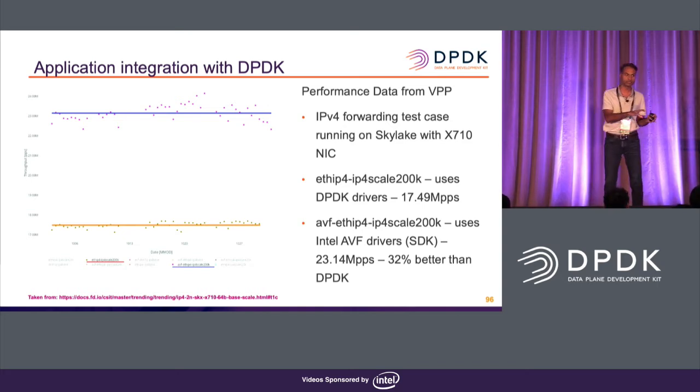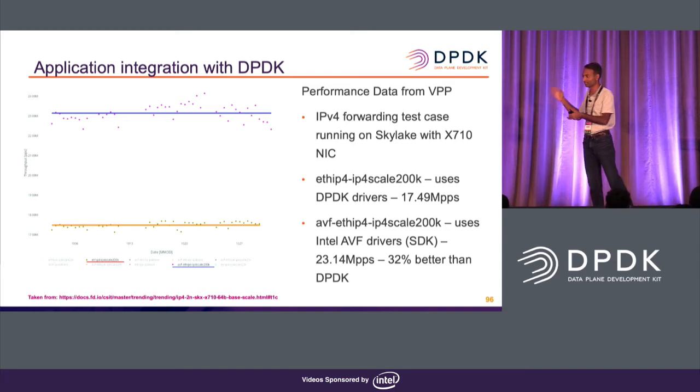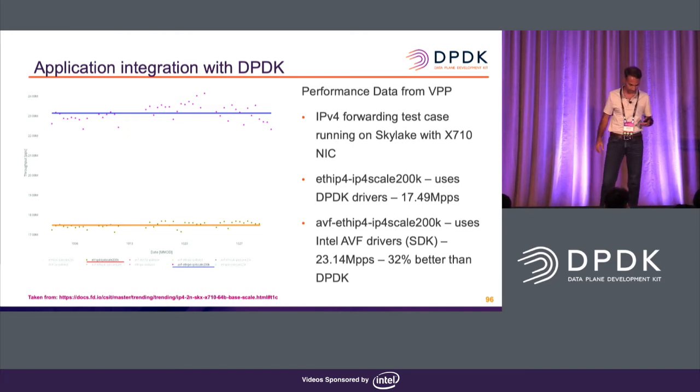I ran these tests in my lab and saw even better performance. But this data is available at the link over there, and you can go look at it. There are various other test cases that are run, and all that data is available. So this is the problem I'm talking about: how can we reduce the number of cache lines that the application touches while using DPDK?